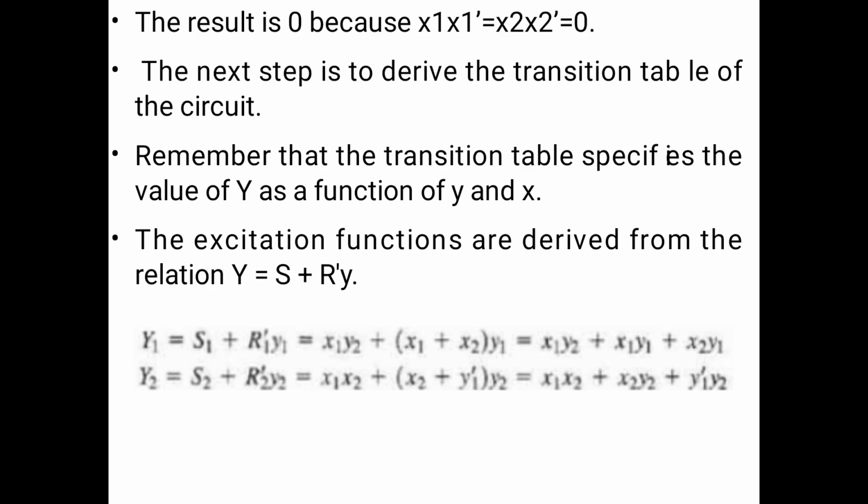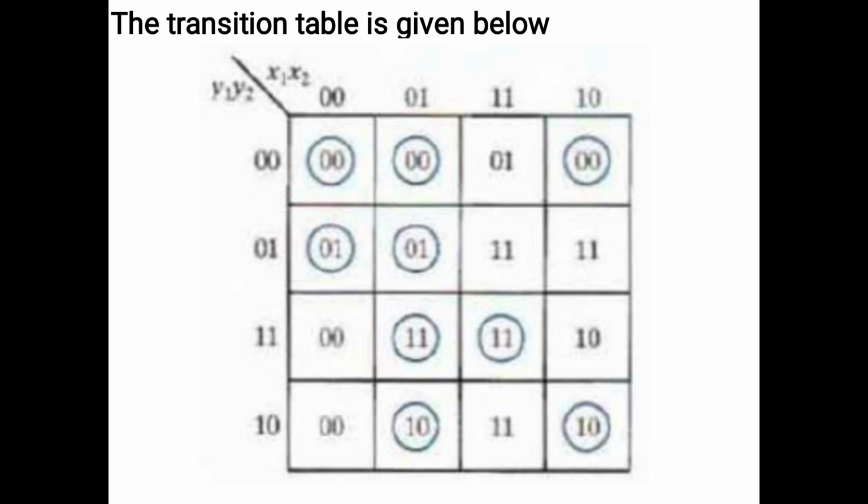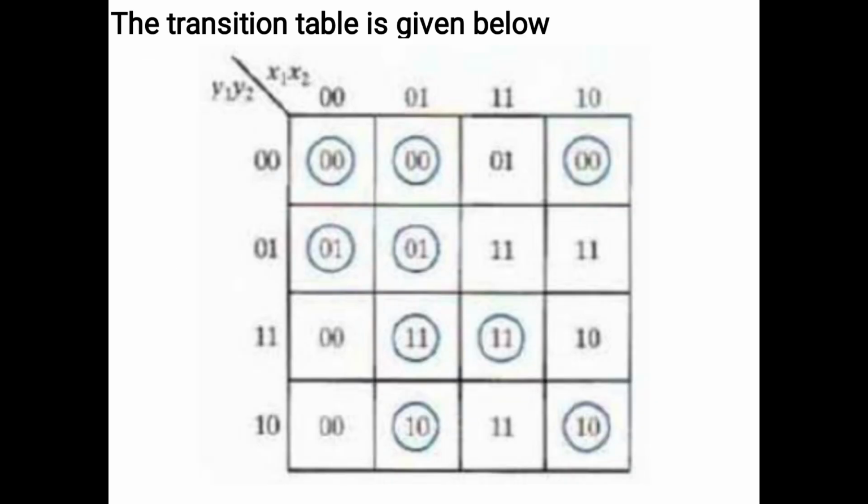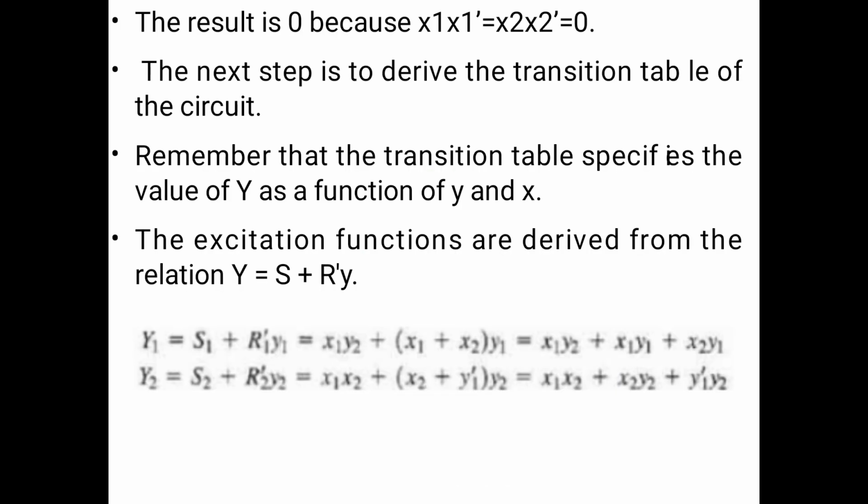The next step is to derive the transition table of the circuit which we have obtained here, and this specifies the value of Y as a function of x and y, x1 y1 x2 y2, and we can obtain the excitation functions from the relation of Y.